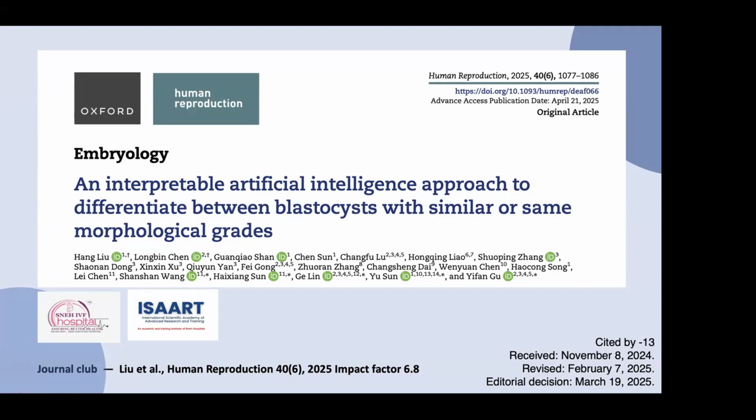So today the topic which we are going to discuss is an interpretable artificial intelligence approach to differentiate between blastocysts with similar or same morphological grade. It is a very recent paper, published in a very high impact journal, Human Reproduction, in 2025, with an impact factor of 6.8. This study was conducted by Liao et al. Since this paper has been published, it has been cited in 13 different research papers.